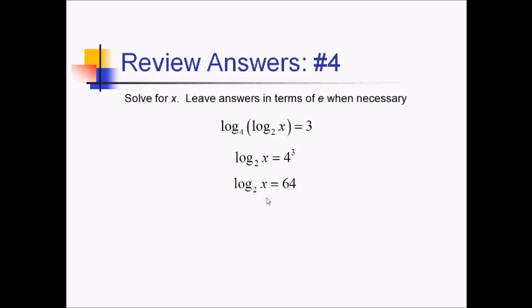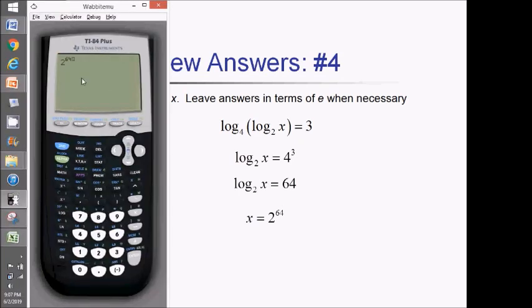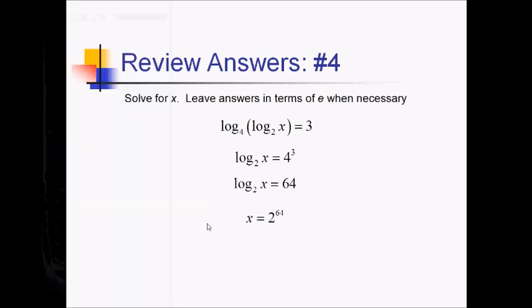Now I have to undo the log base 2, so I'll raise 2 to both sides. That gives me x equals 2 to the 64, and I'll need a calculator to see what that comes out to. If I raise 2 to the 64th on my calculator, I end up with about 1.8 times 10 to the 19th, if I round that off.